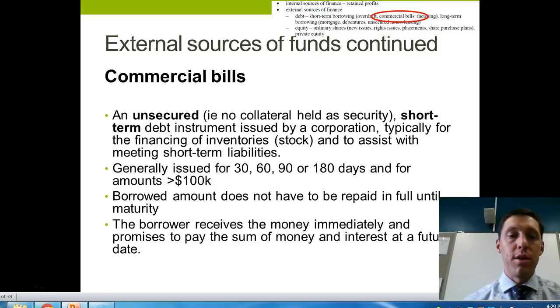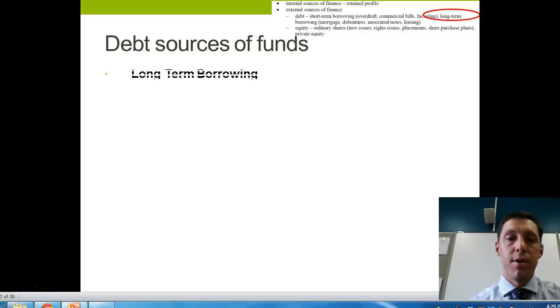Now, the one unique thing about a commercial bill, it doesn't have to be repaid until maturity. So it doesn't have repayments paid every month, for example. It's not repaid until maturity. And as that last point there says, the borrower receives the money immediately and they promise to pay that back at a future date. Now, because it's unsecured, like I said earlier, there is a higher rate of interest. And as there's no collateral, the entity who's providing the commercial bill will definitely want compensation, and that's why they charge a higher rate of interest.